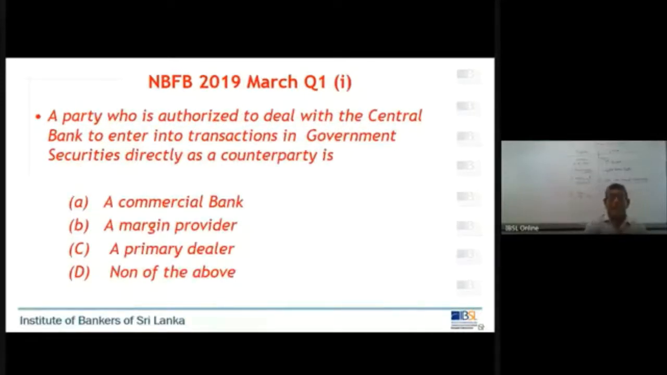Right. Another question from the NBFI paper. Now I think you can answer this. A party who is authorized to deal with the central bank, to enter into transactions in government securities directly as a counterparty, is a what? Primary dealer. We discussed earlier, the person who acts for the government is called a primary dealer.